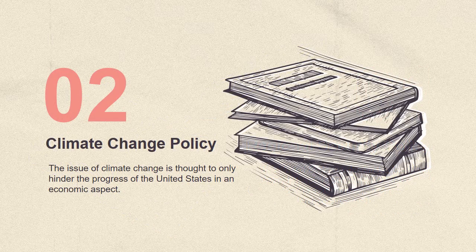Second, climate change policy. For President Trump, the issue of climate change is not a top priority for the United States. The issue of climate change is seen to only hinder the progress of the United States in an economic aspect. Some of the controversial decisions that Trump made were signing the U.S. withdrawal from the Environmental Protection Agency or EPA and the Clean Power Plan or CPP in 2017, and leaving the Paris Agreement.